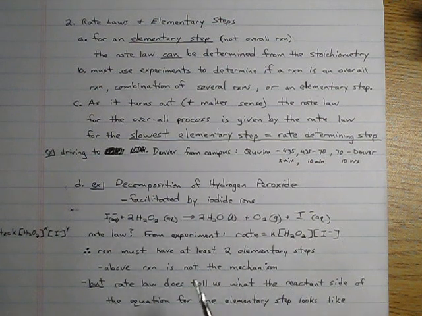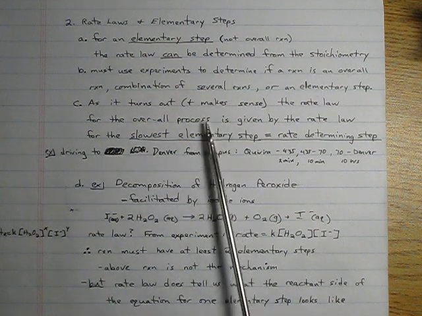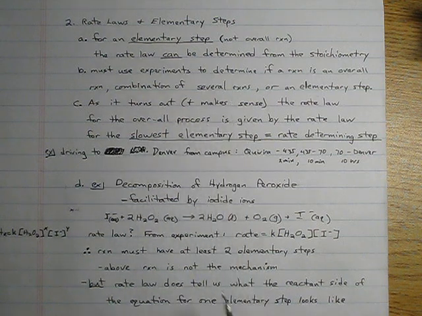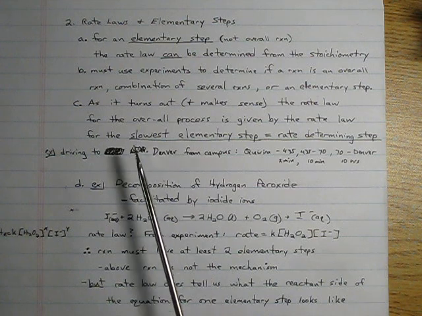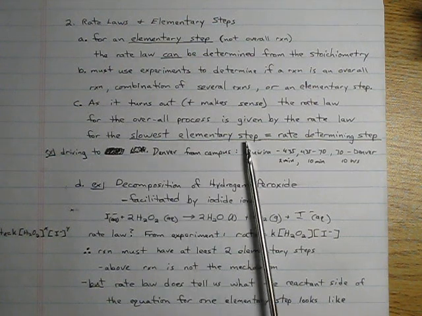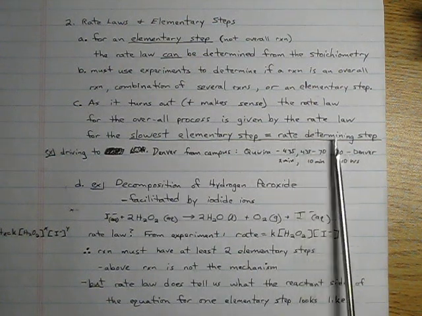When you do the experiments, run the reaction, change the concentration of one of the reactants, run it again, change the concentration of the other reactants, run it again. When you get the overall rate law for the overall reaction, it will be the same as the rate law of one of those elementary steps. It'll be the rate law for the slowest elementary step, the rate determining step.